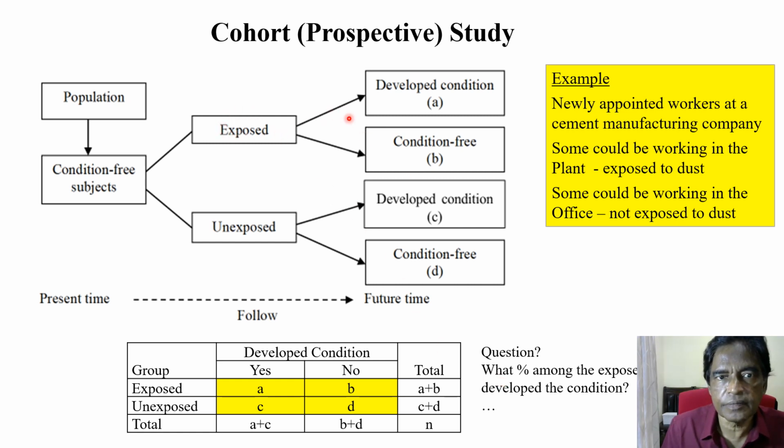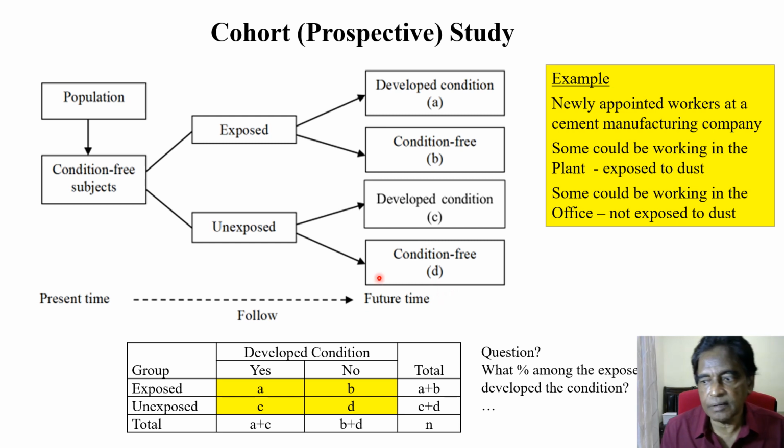develop the condition? Let's say now we have 100 people here exposed, working in the plant. Out of 100, 70 have the condition, a lung ailment. So we say 70% of the exposed have developed the problem. Of course, here also some people may develop it. Let's say another 100 workers here, only 10 develop the condition. That means it's not due to the exposure, some other reasons. Then 10% of the unexposed have the condition.